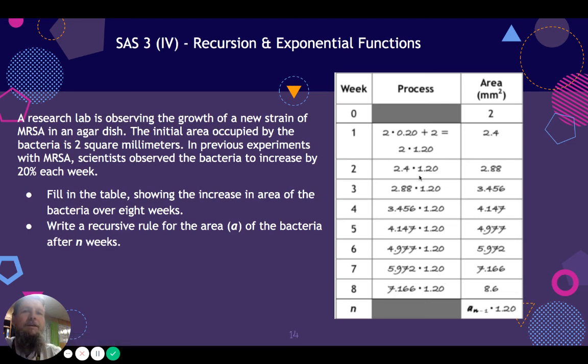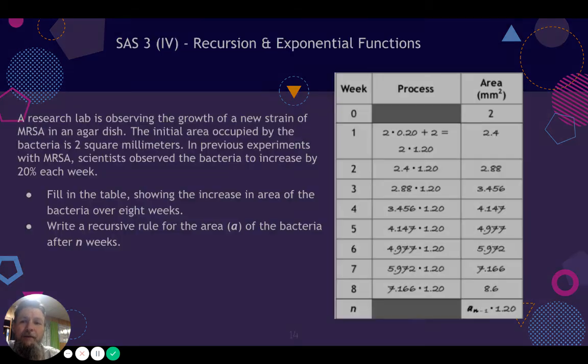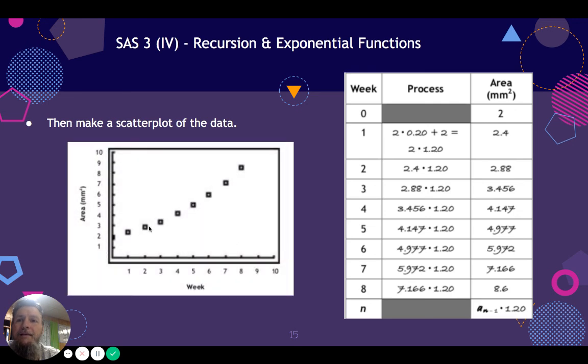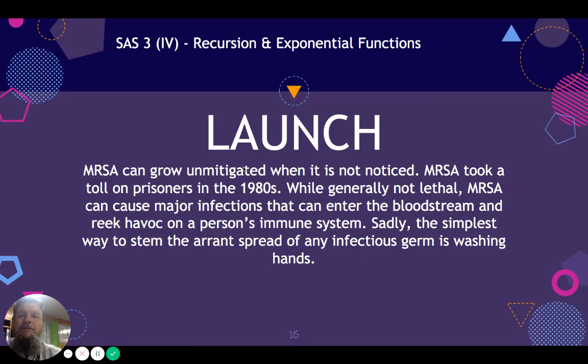Now, this is not efficient if you want to know the 120th week. So we can do this as long as we don't have to go past the first 8 or 9 weeks, something like that. We can do that easily because we're using the last week's value, or area that the MRSA has taken up, to find the next week's value. All right, we're going to make a scatter plot. And notice it has that slight curve. Guess what? You're right. It is an exponential function.